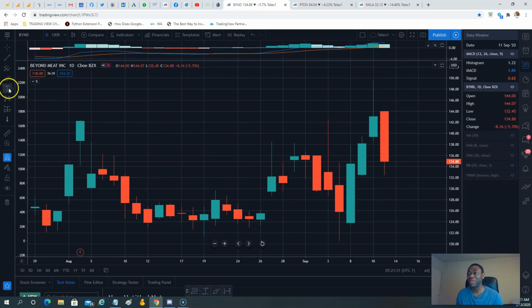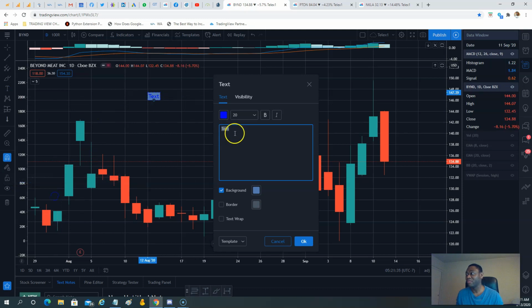So I'm going to bring a box on here. This information here on top is what really is of importance to you. So I'm going to bring a text on here, and I want a neutral color. Okay, so O stands for the open or opening price, in layman's terms. Meaning, at what price did the stock open?